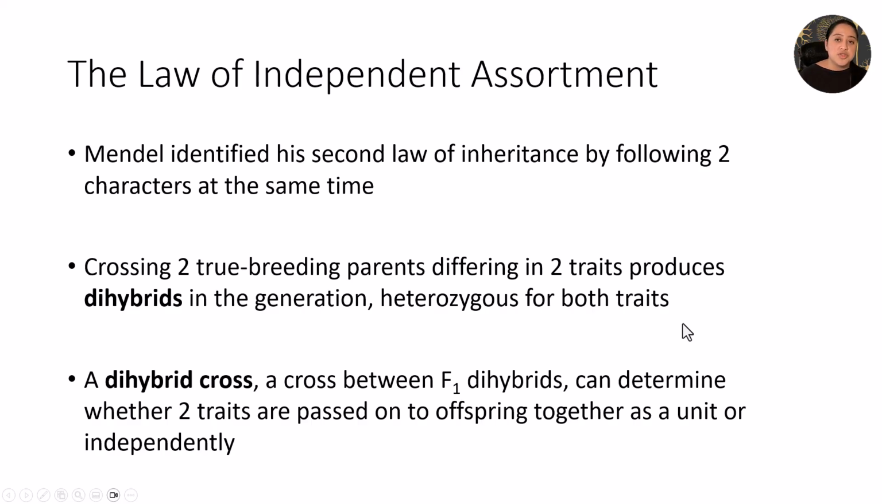And so when you do a dihybrid cross, that's a cross between two different F1 dihybrids. And that can help you determine whether these two traits are passed on to the offspring together as a unit or independently. Like, say, flower color and plant height. Each one of them seems to have a dominant trait, but does that mean that the dominants always go together as a unit, or no? Like, are all the purple flowers always going to be tall? Is any of the dominant stuff always going together? And so that's why he did these crosses.